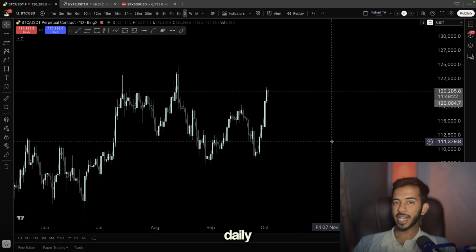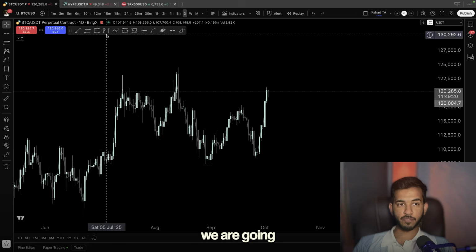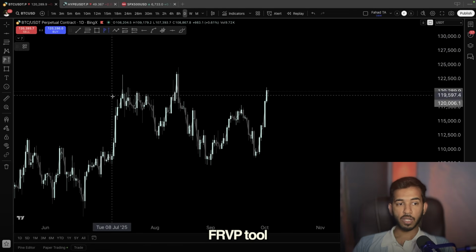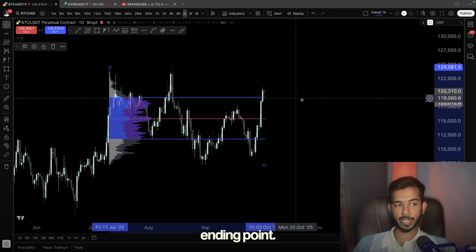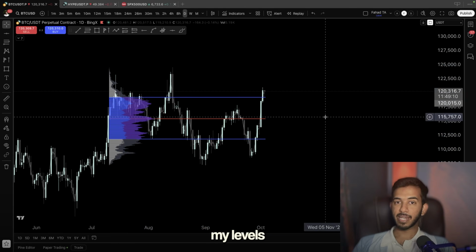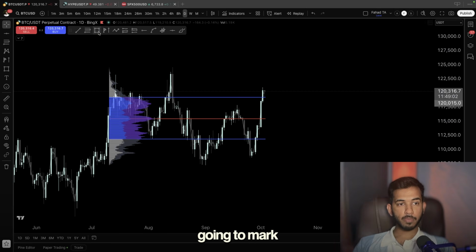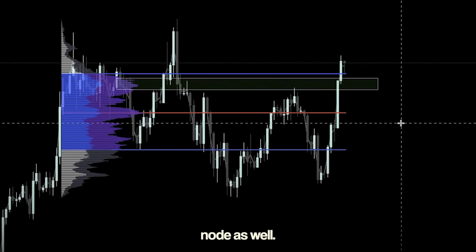So here we are on the daily time frame. What we are going to do is we are going to mark our FRVP tool. So I'm going to consider this as the starting point of my range and consider this as the ending point. Now I have my levels of interest. I've got my volume area high, point of control, volume area low, and every high volume node, low volume node all sorted, right? So I'm going to mark this as a high volume node as well.